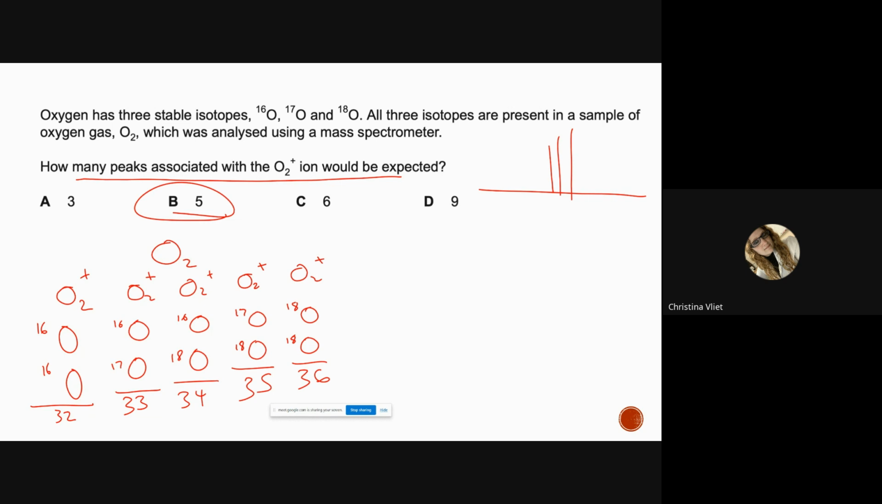Because 17 plus 17 is 34, and it'll give you the same line on the graph. Do you remember what the graph is? I'm just going to go back into here from last lesson. The graph is like this. So the question is asking how many unique molar masses you would have. That's what the question's asking.